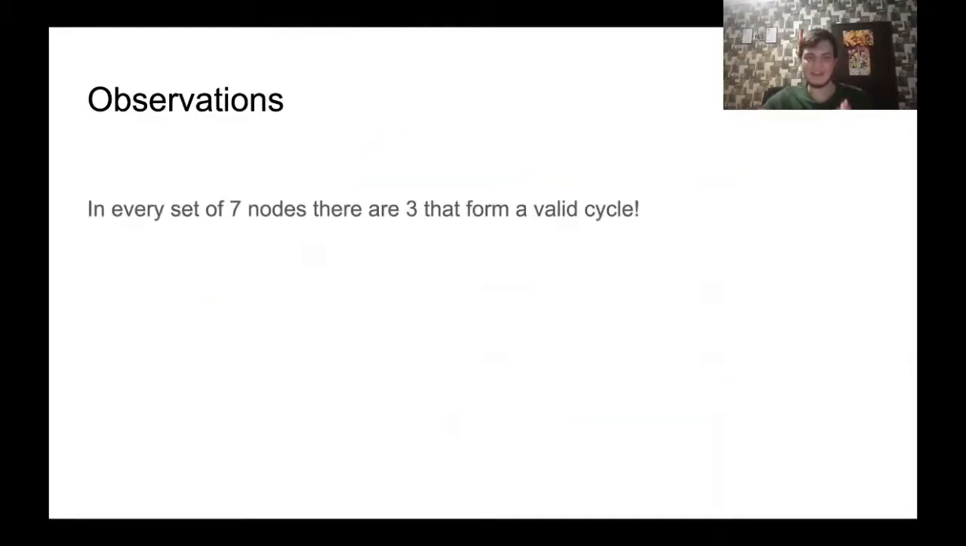So this means that in every set of 7 nodes there are 3 that form a valid cycle. And we just proved this. The proof is graph-based and it's pretty neat. It wasn't so easy to find, based on the number of people who solved the problem, but I think it's quite interesting and it could be adapted to some other problems, so you can have it in mind. So this was one of the main observations in this problem.